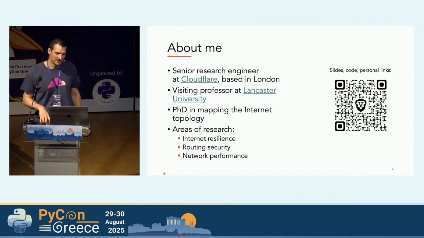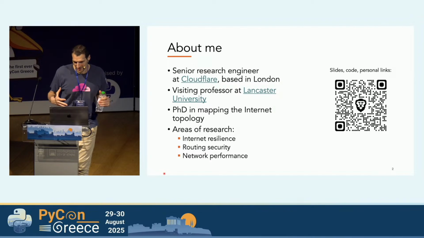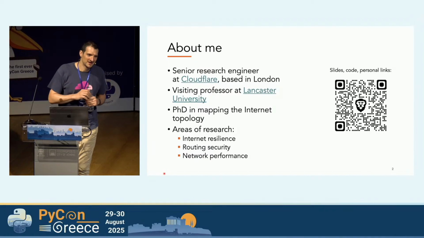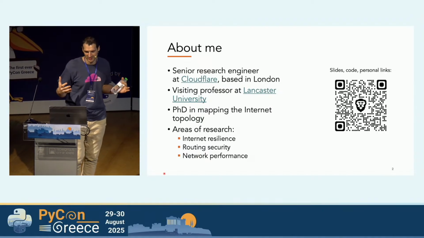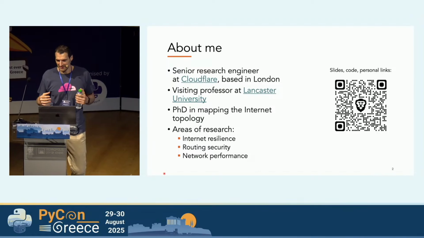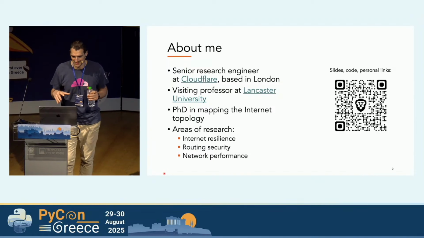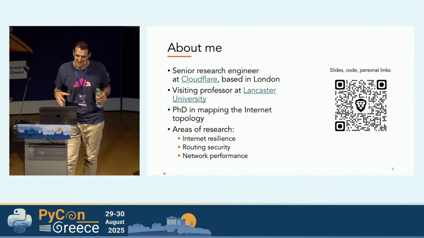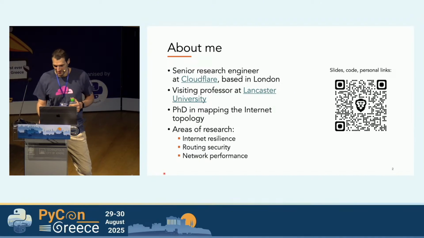So a couple of things about me, why I'm interested in this topic. I'm a senior research engineer at Cloudflare, based in London. And I want to describe my work as trying to make the internet better, right? My research focuses on making it more resilient, more secure, and more efficient for users. I also have roots in academia. I did a PhD in this very topic, mapping the internet topology. And I am also a visiting professor at Lancaster University in the UK.